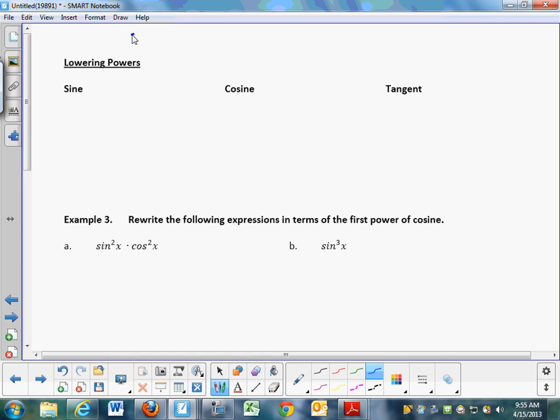All right, let's look at the back side. Lowering powers. They hated this. This is really, really important, and we are going to look at this on Thursday. You get ready, because I am determined that all of you are going to get these questions right on the test. Okay?